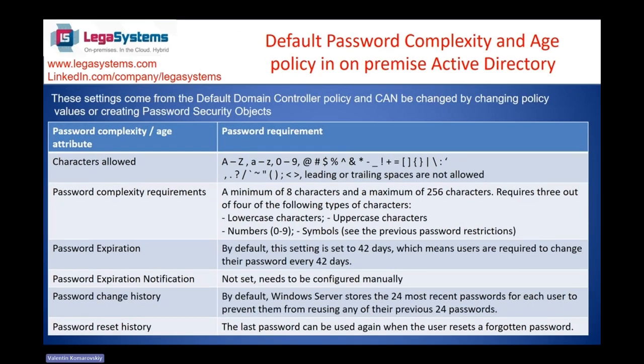And then in the on-premise Active Directory, the allowed characters are the same. You can have a space, but it cannot be a leading or a trailing space. Typically we see A to Z and then numbers, special characters. So you can set that complexity, and these are the characters allowed.